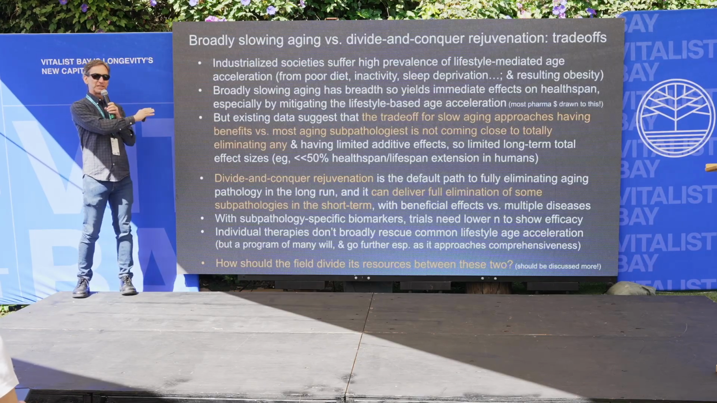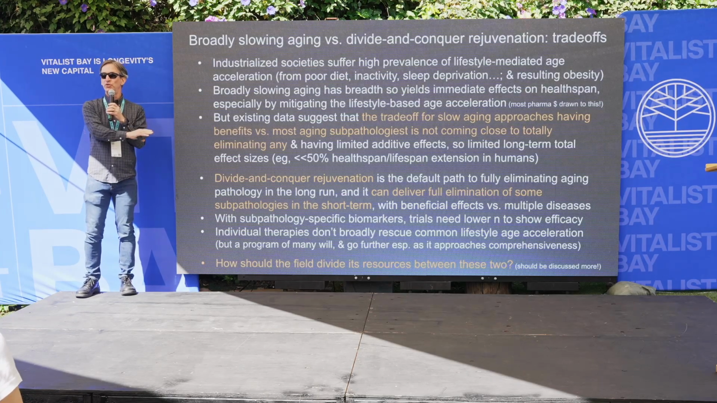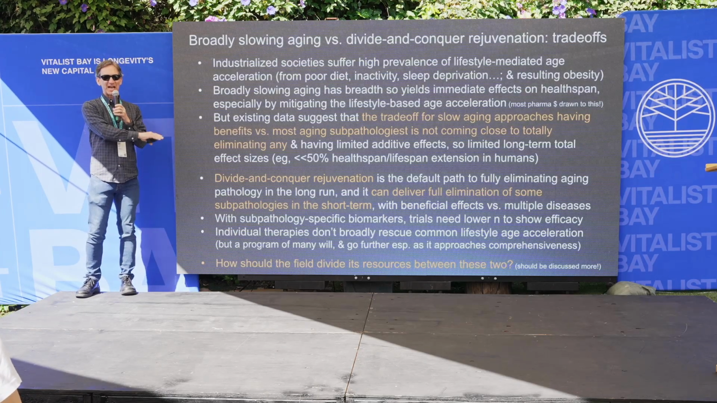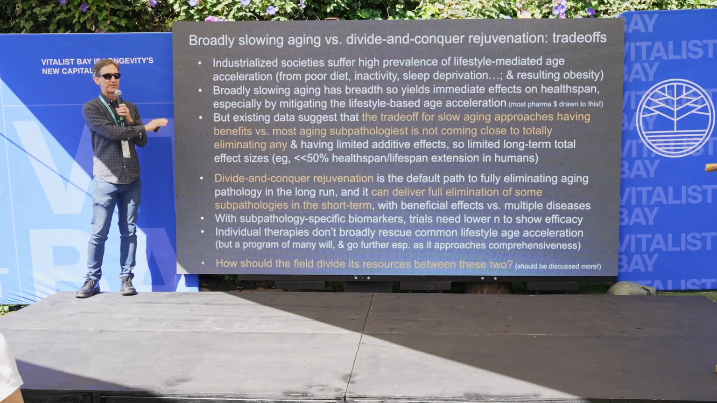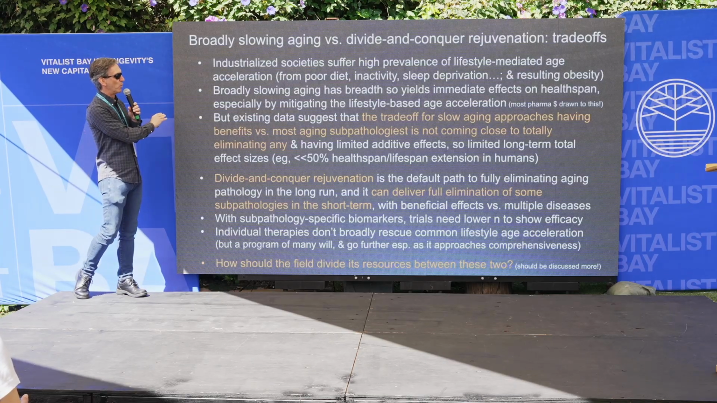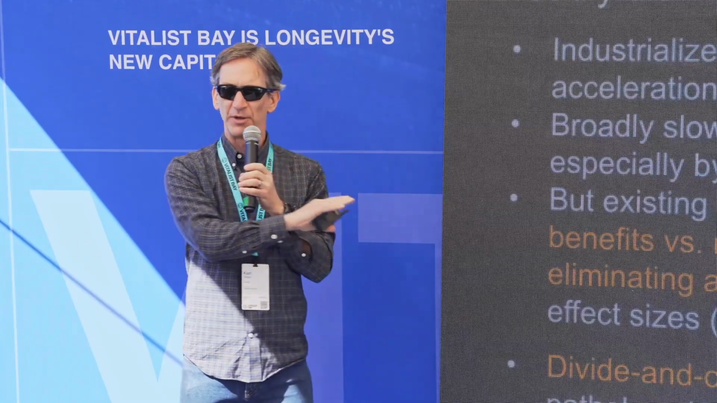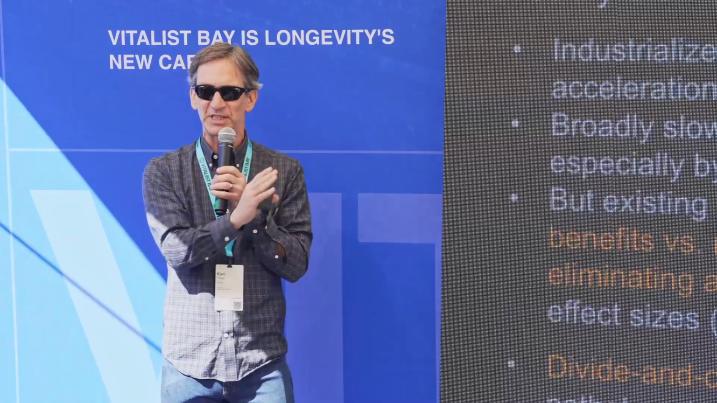A lot of the broadly slowing targets help reverse that, and that's a huge overall society-level health improvement because of how bad the age acceleration is, 42% obesity in the US, for example. But the trade-off is that the slow aging approaches, though they hit all the different things, their effect sizes are just not very large.